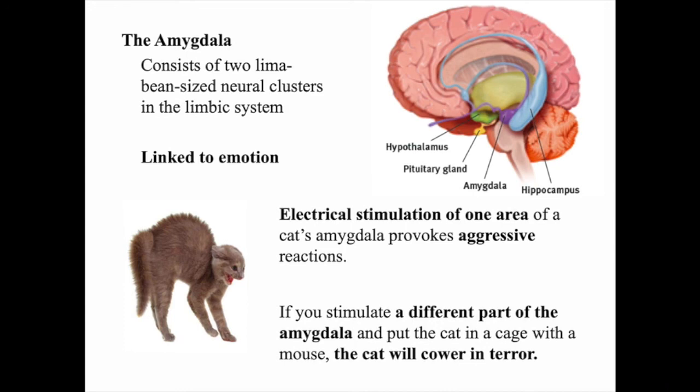So if you stimulate one of the nuclei of the amygdala, so one of the groups of cells, in this case in an image of a cat, the cat becomes very aggressive. But a different area of the amygdala, when stimulated, the cat gets very fearful. So that is not the only data, but there are many more pieces of evidence that support the amygdala's role in emotion.